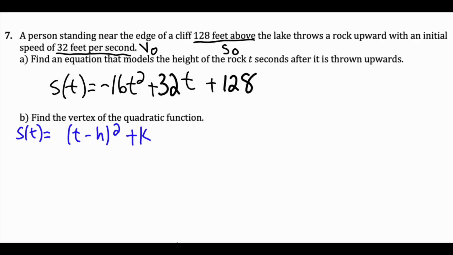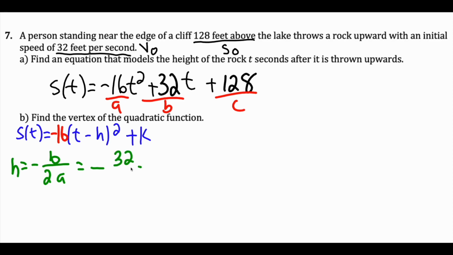All right, so first up, we know that a is negative 16. We're given that. Here's a, here's b, here's c. When I find h, again, I'm going back to my formulas that I just did in that last problem. So negative b over 2a. So we have a negative, b is 32, divided by 2 times a, which is negative 16. Again, use your calculator and you should get a 1 here. So h is 1.